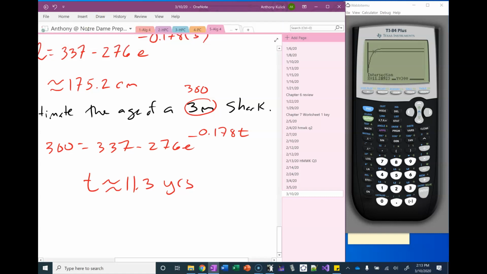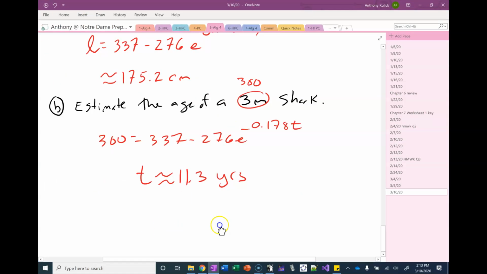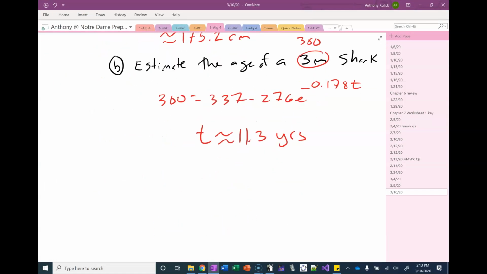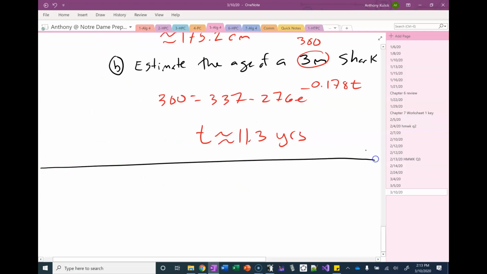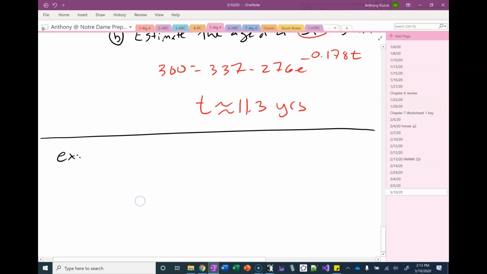What do you guys think there on this one? No big deal, right? So they gave you the model already. That usually makes life a little bit easier because you don't have to write anything yourself. Let's look at another question where we don't give you the model and you have to write your own.